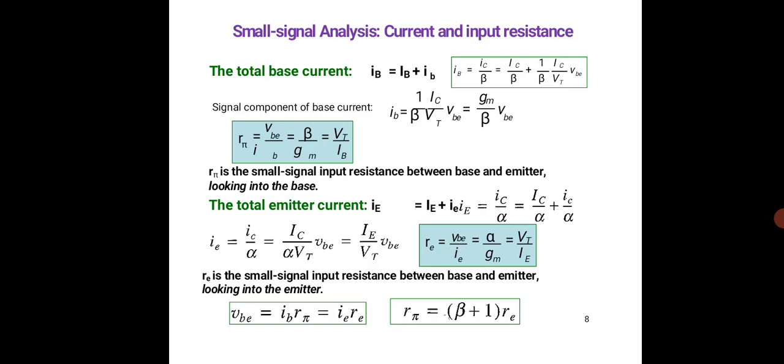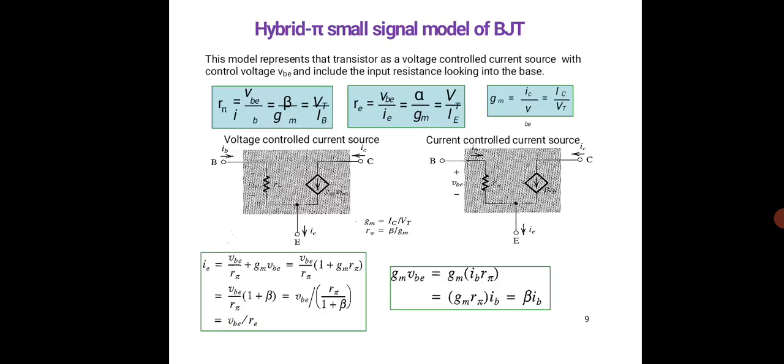Okay, so similarly the emitter current can also be given, which is IE, equal to IE by VT VBE. And similarly I can represent a small signal input resistance between the base and emitter, looking into the emitter, which is re. So it is again VT divided by IE. So here VBE will be equal to IB r pi, which is equal to IE re. So similarly r pi is equal to beta plus 1 re. So that's why it is called the hybrid pi small signal model of the BJT.